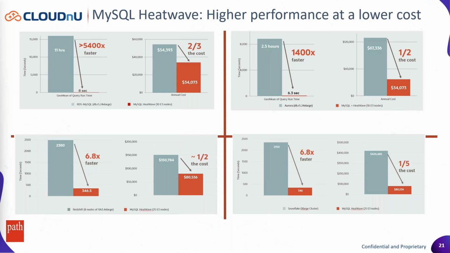Now, let's not forget Snowflake. Snowflake, 6.8 times faster at one-fifth the cost. So the pictures speak for themselves. Need I say more?